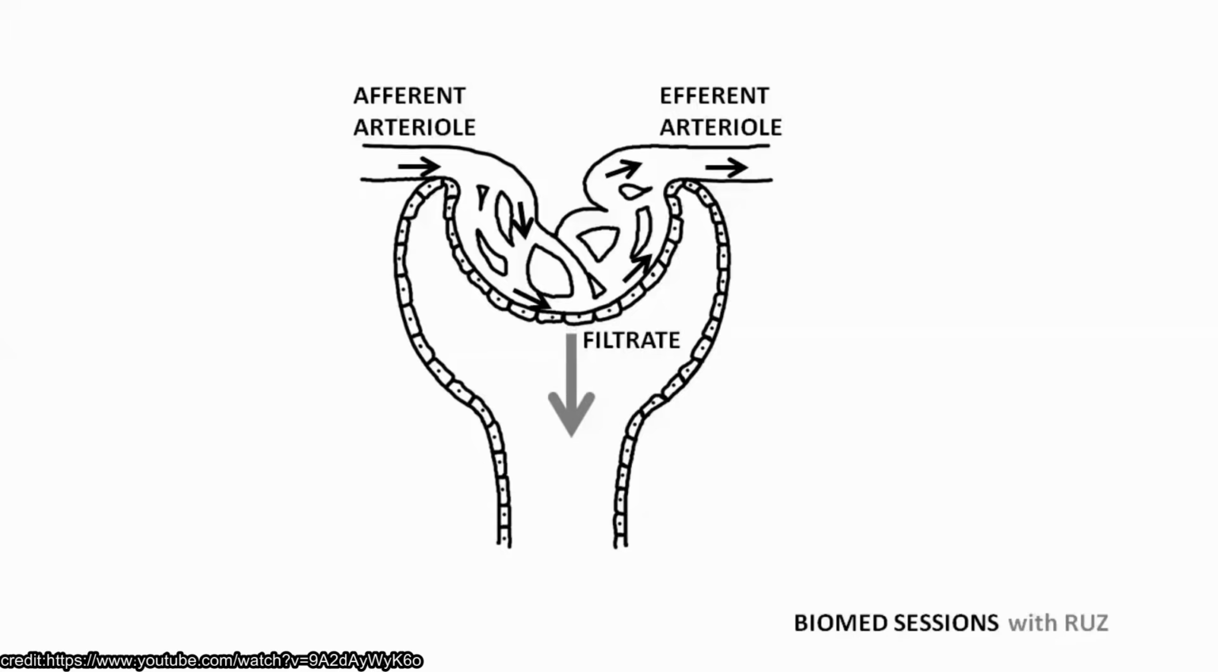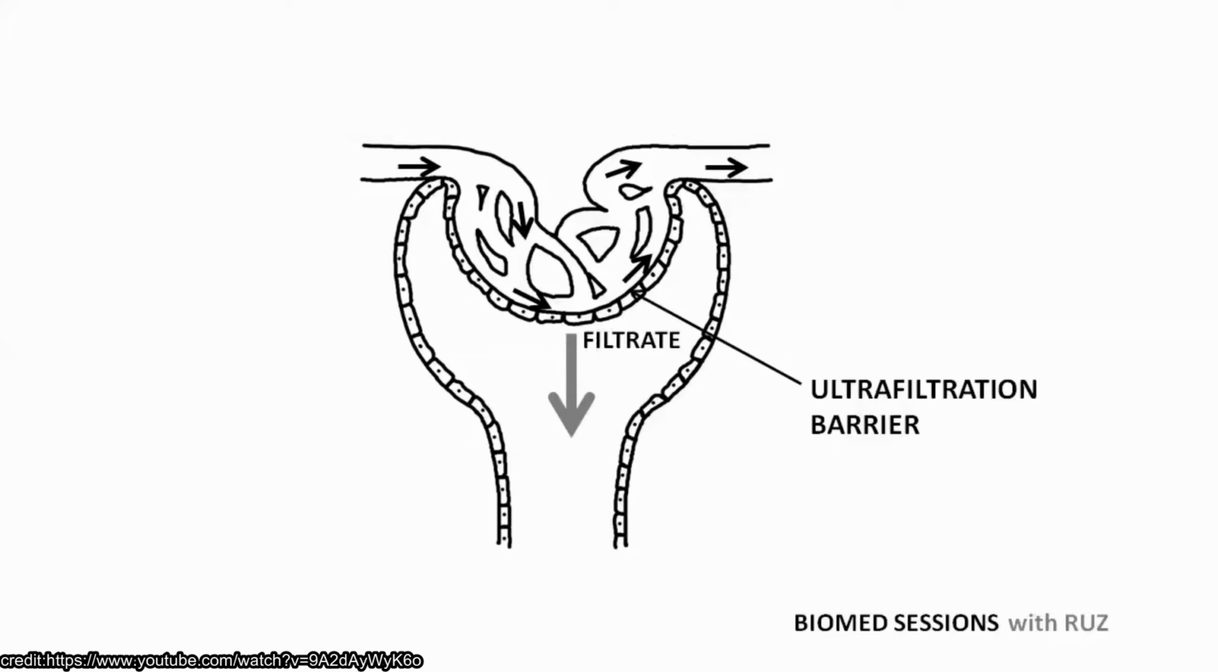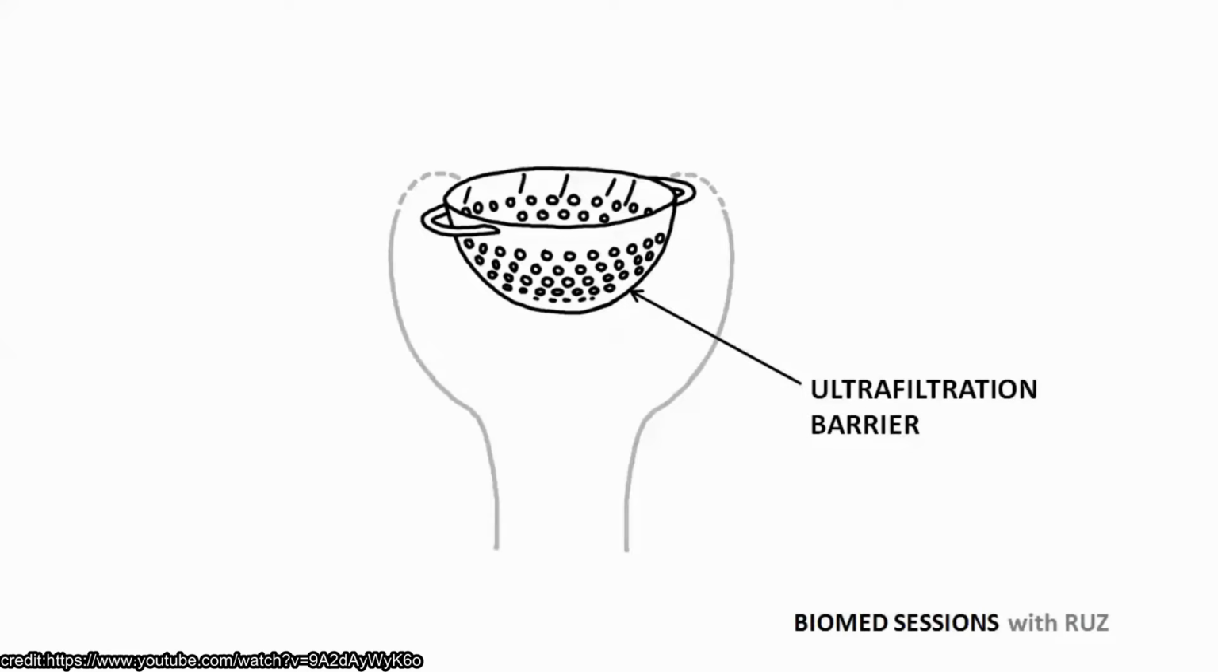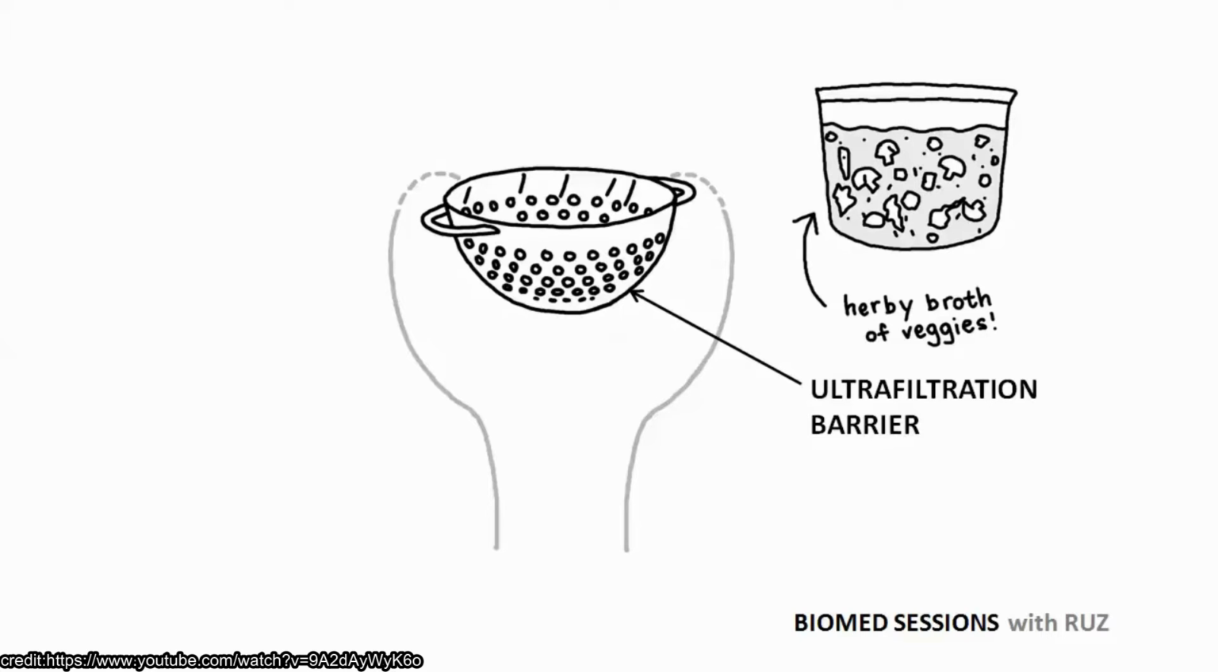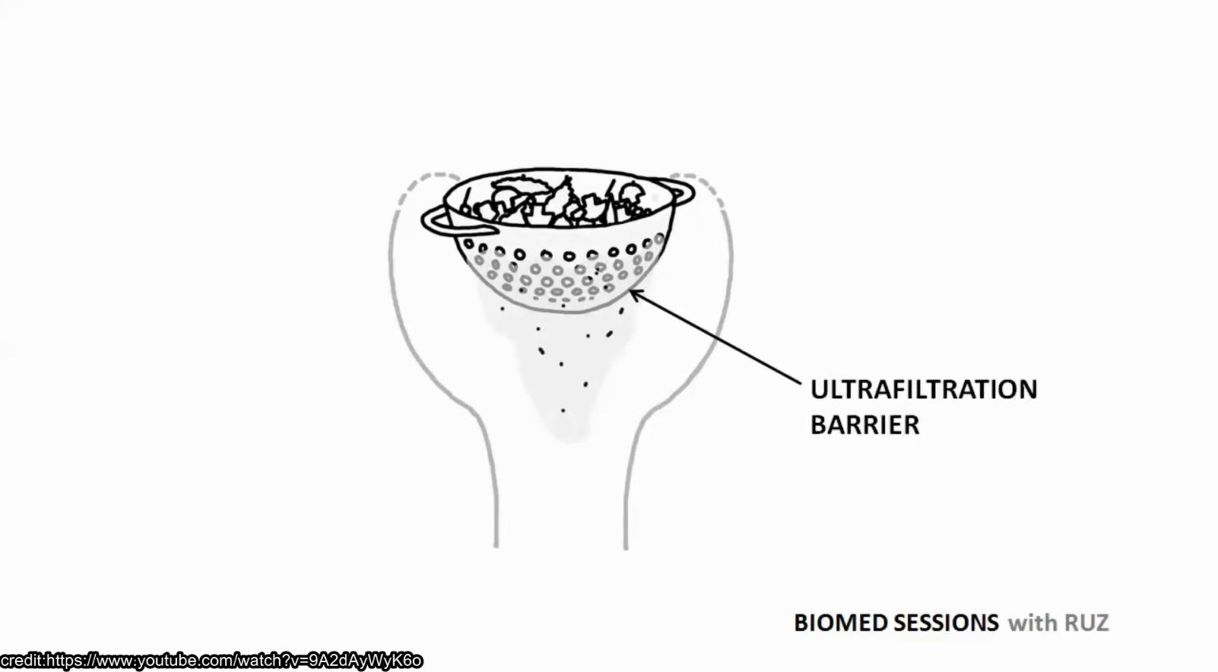The fluid that enters the capsule is called glomerular filtrate, and filtration occurs across an ultrafiltration barrier. A good analogy for the ultrafiltration barrier is a kitchen strainer. Now if you pour a nice herby broth of vegetables into the strainer, you will see that large vegetables are left behind, whereas water and anything else that dissolves in it, plus tiny particles, are able to pass through.